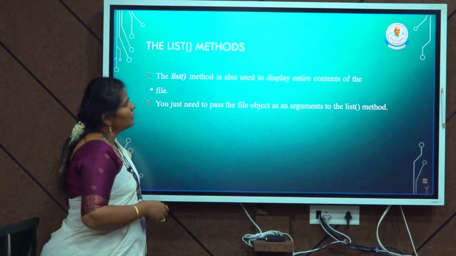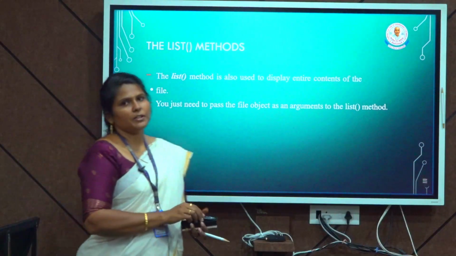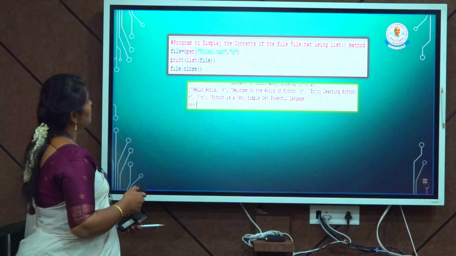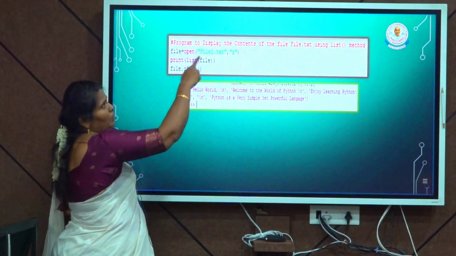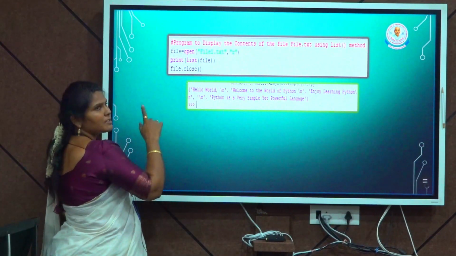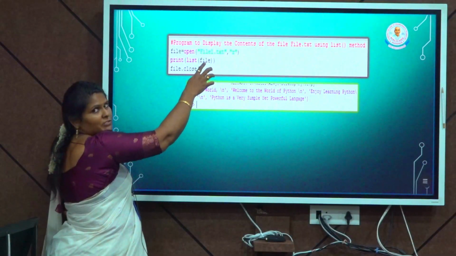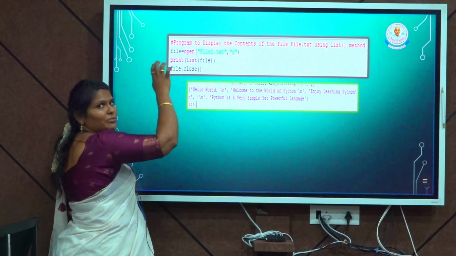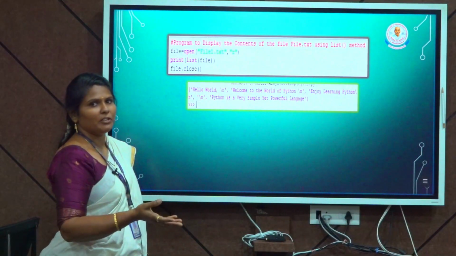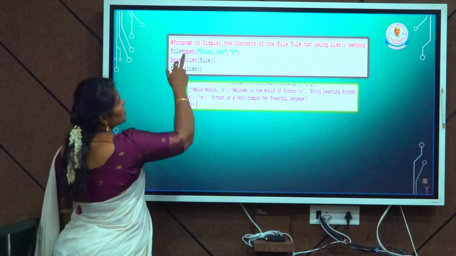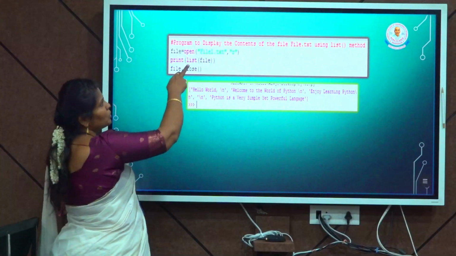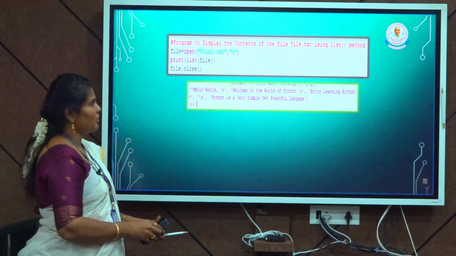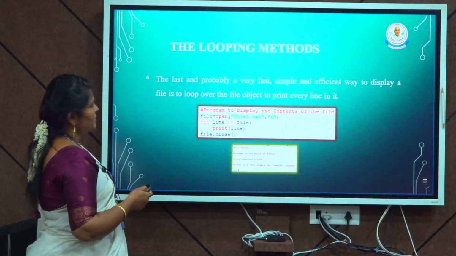The next one is the list method. The list method is also used to display the entire contents of the file. We will see one example. Here I have opened the file in read mode, then I am giving list of the file object, and it will be converted into a list. Already we know that the list function converts whatever data type we give into a list. So here I am passing the file as an argument to list, and it converts all the contents into a list of elements.